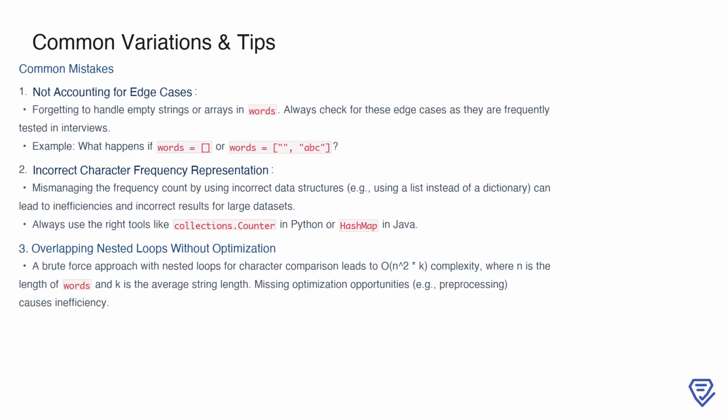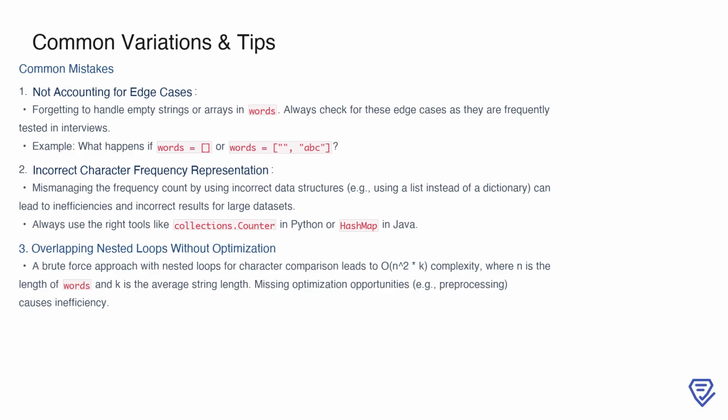First, not accounting for edge cases can cause your solution to fail unexpectedly. These edge cases include scenarios like an empty list of words, or a list containing empty strings mixed with other inputs. For example, if words is an empty array or contains strings like an empty string alongside ABC, you need to handle these explicitly to avoid errors.